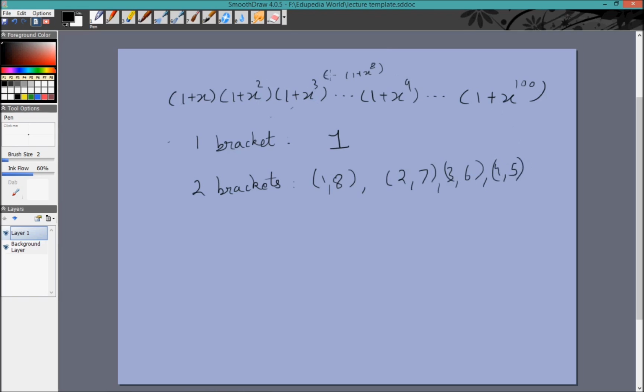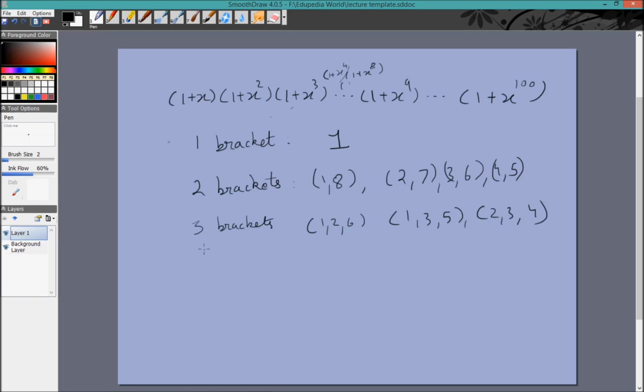If we have 1 plus x to the power 4 here, and 1 plus x to the power 5 obviously, we could multiply those two terms, and x to the power 4 into x to the power 5 would give me another x to the power 9, if every other term we take the 1 value of it, right? We can either take the 1 or the x to the power natural number. So in 4 and 5 we take x to the power natural number, and all other terms we take 1. So these are the 4 combinations. If we take 3 brackets, we can have 1, 2 and 6, or 1, 3 and 5, or 2, 3 and 4.